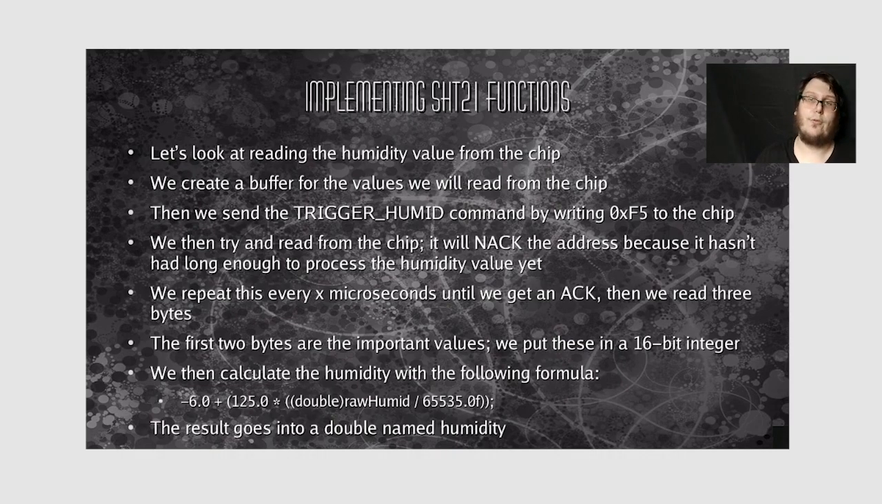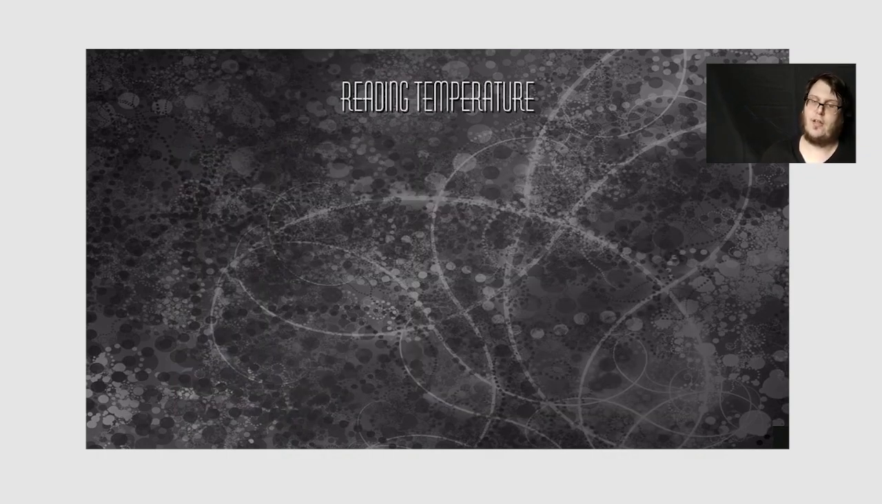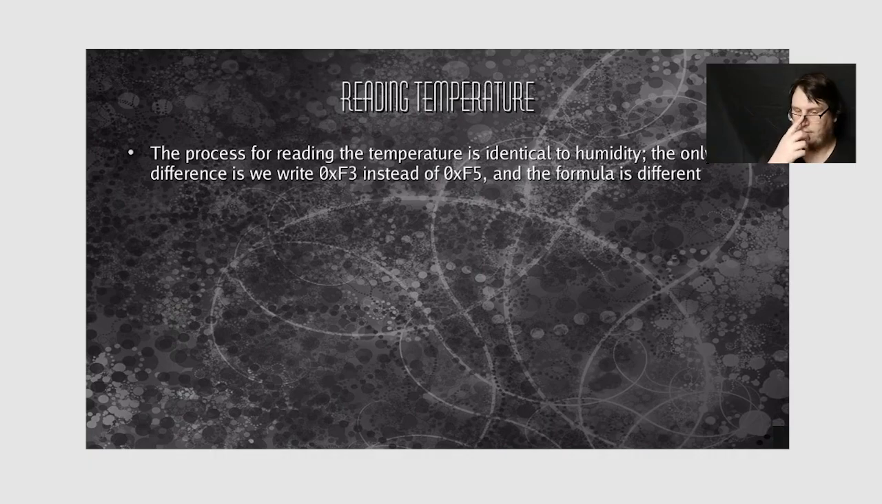We could print it out to the user. We could send it to the cloud. The code example, this is what we looked at before. We create a buffer. We set the address to the SHT21 address, trigger humidity. We already went over this. When we're at the end there, you can see it returns the humidity as a double. So once that's returned, reading temperature, the only difference is the actual command code.